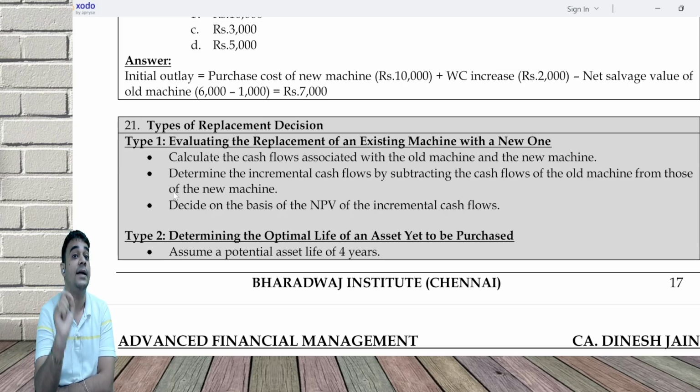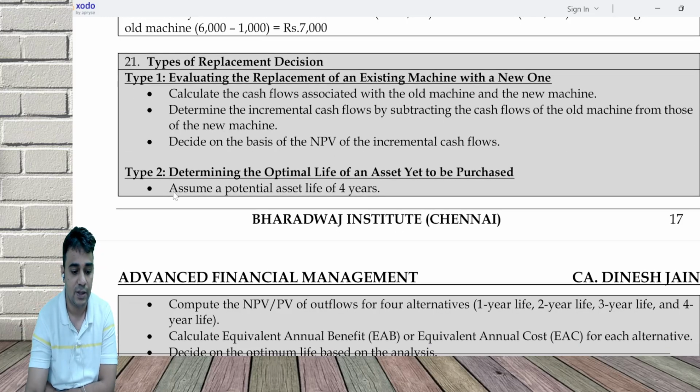Third is deciding the optimum life, where you buy and sell in 1 year, with no year 0 there. When to replace can have a year 0. Any doubts on this?